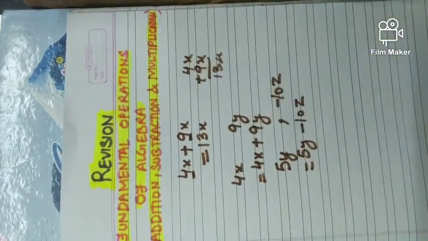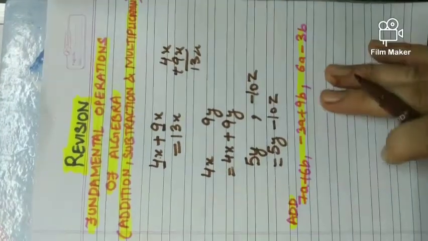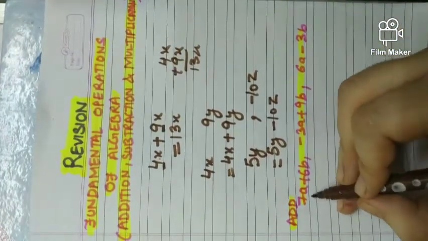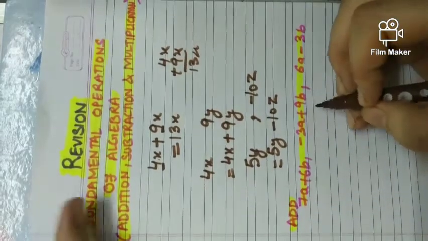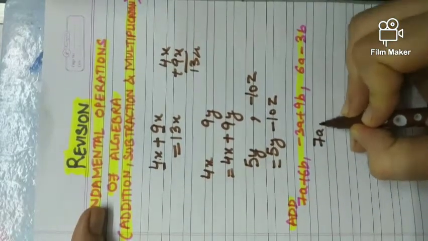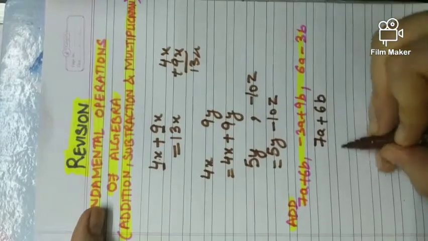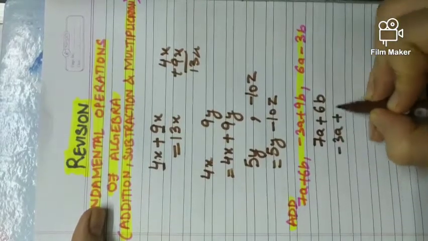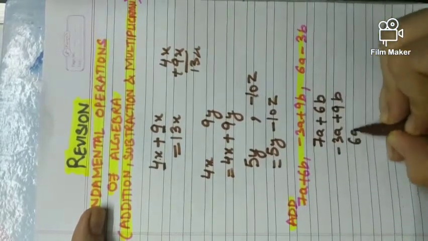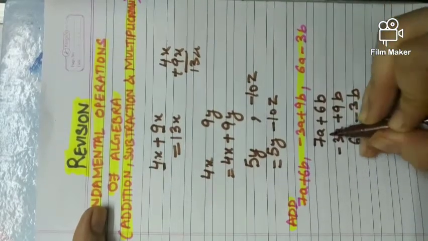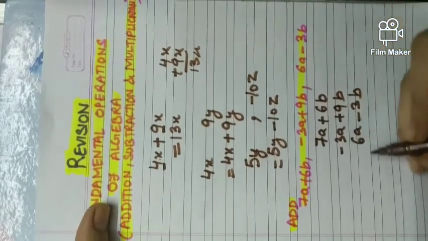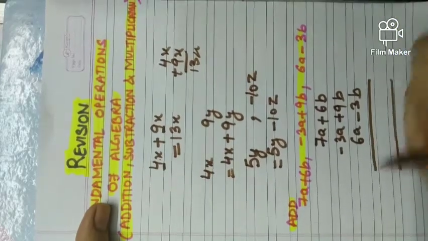I am giving you one example. See, I need to add these: 7a plus 6b, minus 3a plus 9b, and 6a minus 3b. So how will I write it? 7a plus 6b in the first line, minus 3a plus 9b in the second row, 6a minus 3b in the third row. See beta, I have written like terms under like terms. They are below each other.